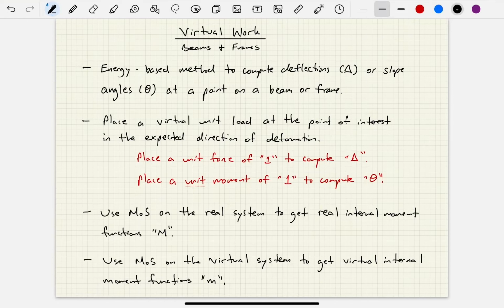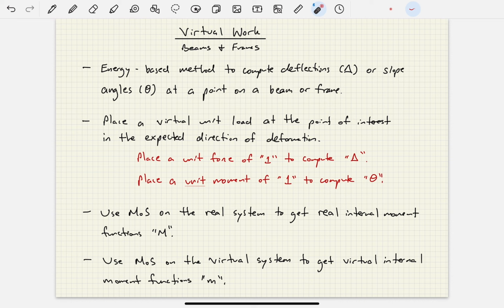Hey everybody, Dr. A here, and in this video we're going to be providing some background information on virtual work for beams and frames. Now remember, beams and frames collectively are sometimes called what? Flexure systems, okay? So this is for flexure systems.